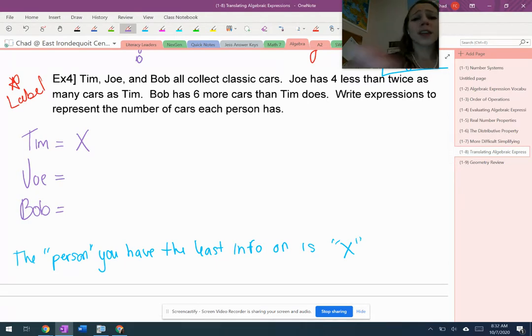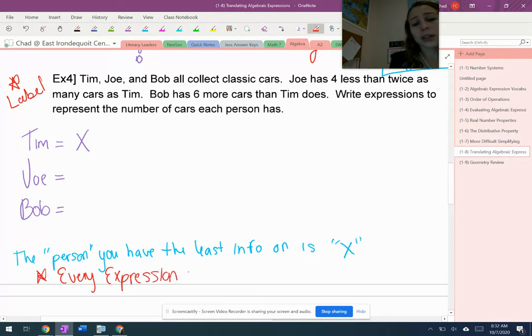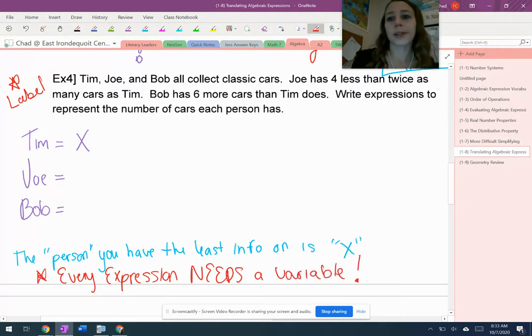So now I'm using that X in all of my other expressions. Ooh, that's another requirement. Every expression needs a variable. Otherwise, it's not an algebraic expression.